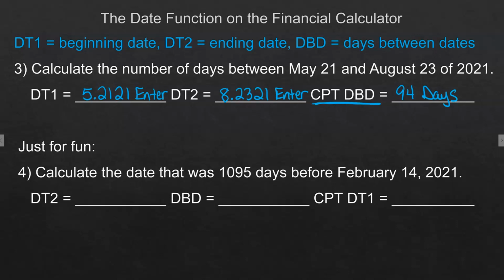All right. Now last, just for fun, I wanted you to know that you can do this. If I know my ending date and the number of days between the dates, I can compute DT1. So my ending date is going to be February 14th of 2021. So you put that on DT2, because we're going to put the ending date in. Our days between dates, 1095. I guess I could have put a comma there. Anyway. And then scroll to DT1, push compute.